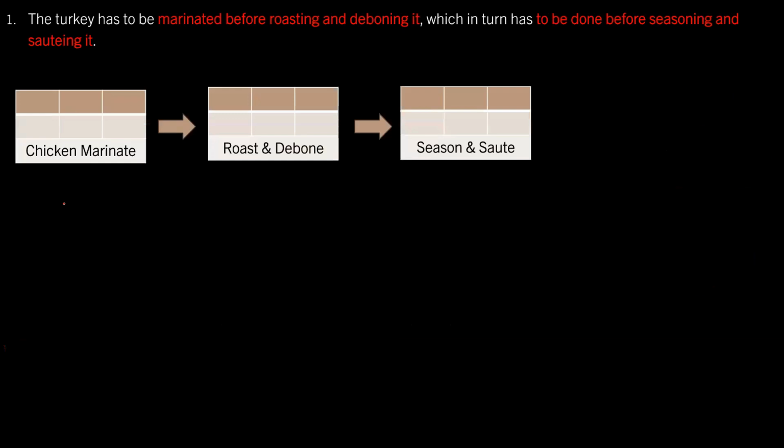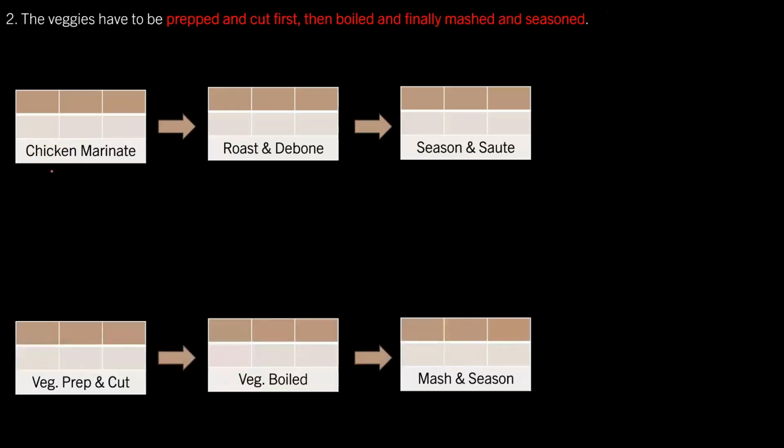Clue number 1 says that the turkey has to be marinated before roasting and deboning it, which in turn has to be done before seasoning and sauteing it. So this should not be chicken. I'm very sorry. This should be turkey. That's a mistake on my part. So the turkey should be marinated, and then it should be roasted and deboned, and then it should be seasoned and sauteed. So this is what should be the sequence of the 3 processes that have been given to us in the first clue.